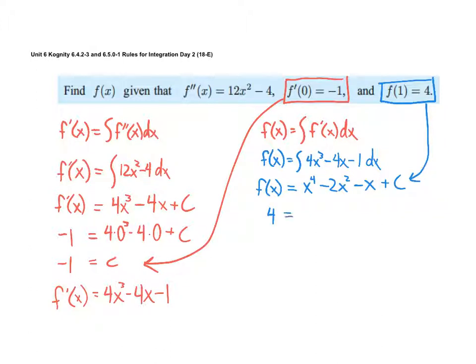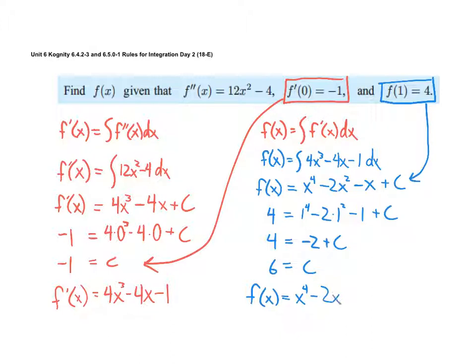So we have 4 equals 1 to the 4th minus 2 times 1 squared minus 1 plus c. 1 minus 2 minus 1 is negative 2. So negative 2 plus c is 4, c equals 6. So now we know the function is f of x equals x to the 4th minus 2x squared minus x plus 6. And that right there is our final answer.